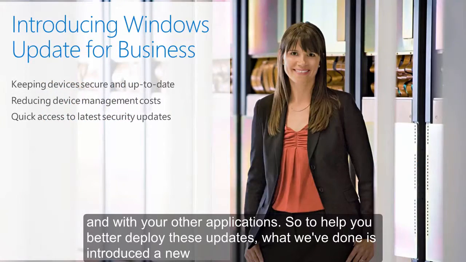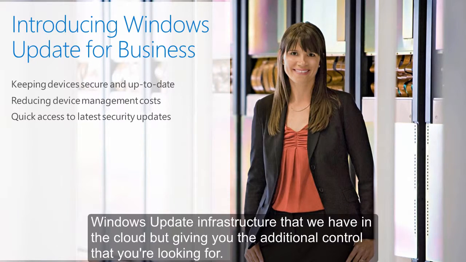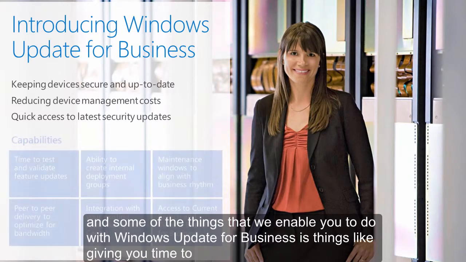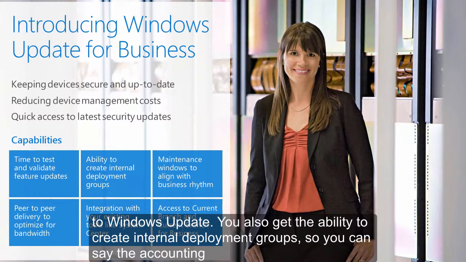So to help you better deploy these updates, what we've done is introduced a new feature called Windows Update for Business. This helps you keep devices secure and up to date by leveraging the Windows Update infrastructure that we have in the cloud, but giving you the additional control that you're looking for. And some of the things that we enable you to do with Windows Update for Business is things like giving you time to test those feature updates in your organization. So you don't have to take them right away, like if you were connected to Windows Update.